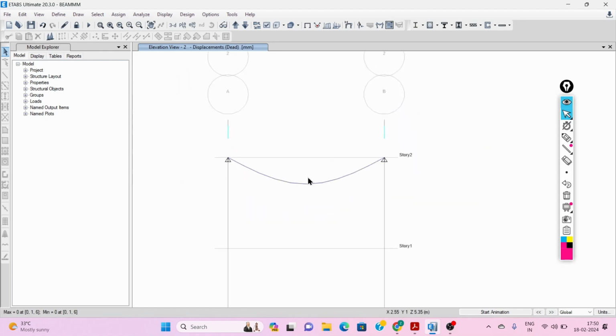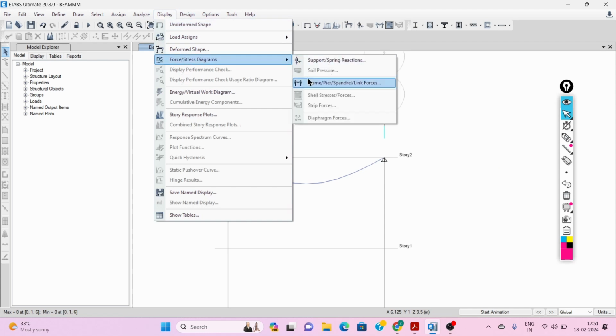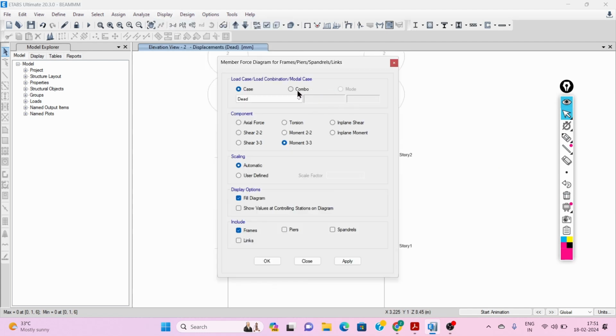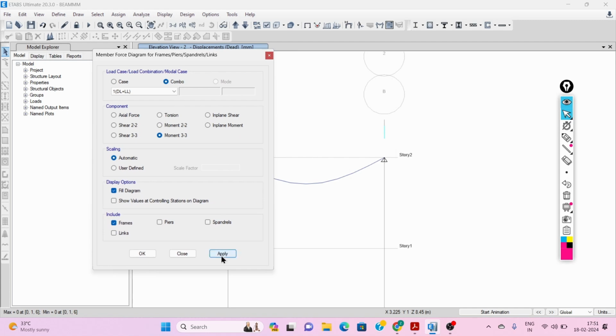Now we need to check the bending moment, shear force and AST. Three things, and deflection also. First of all we need to check deflection, whether it is okay or not. Just go to Display, Force Stress Diagram, Frame Pier Spandrel. Now keep the combination, just click on apply.